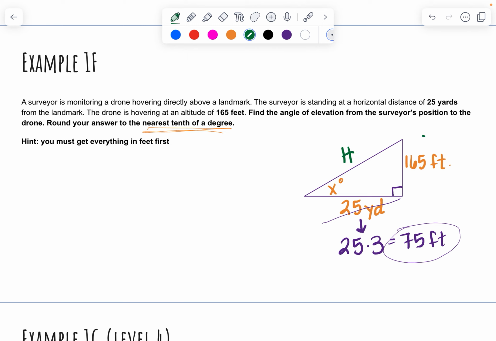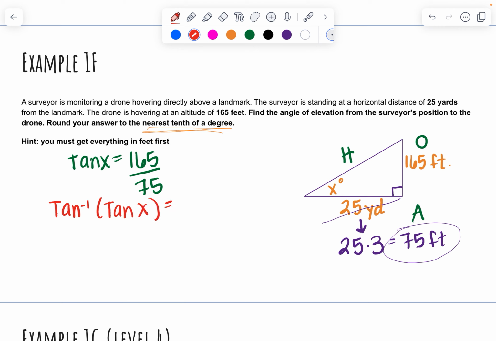We have our hypotenuse, our opposite, and our adjacent. We're dealing with opposite and adjacent, so we're going to be using tangent. Tangent of x equals 165 over 75. To solve this, we'll do inverse tangent on both sides.